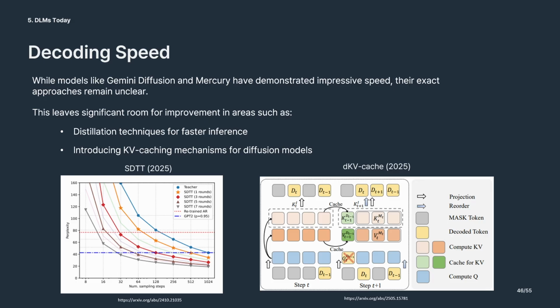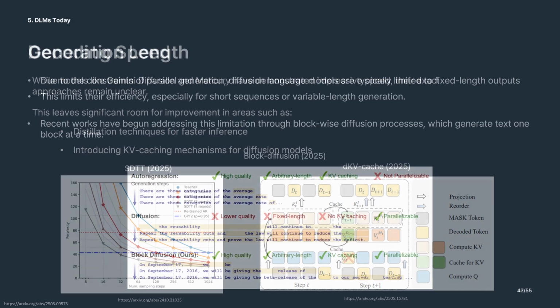Future directions may involve more efficient distillation or pruning strategies, hardware-aware optimizations, and hybrid architectures that combine diffusion and autoregressive benefits.